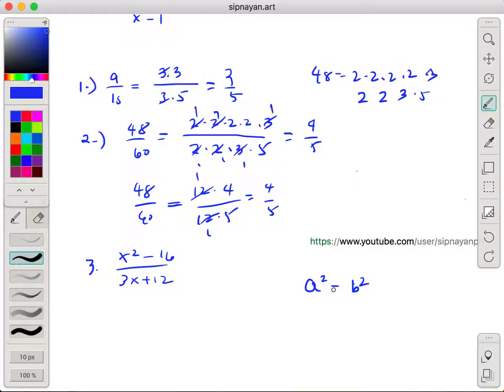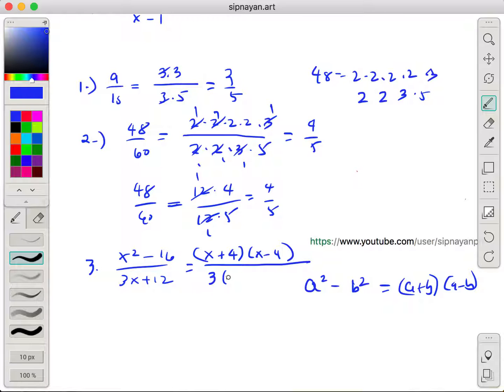Parehong perfect square tapos may minus. So ang pinaka-factor niya na ay a plus b tsaka a minus b. So square root nito, tapos plus tsaka minus, no? So ang square root nito ay x, and then square root nito ay 4, no? So ibig sabihin yung x plus 4 times x minus 4, no? Ito yung factor niya. And then yung sa baba naman ay pwede nating i-factor out yung 3, no?